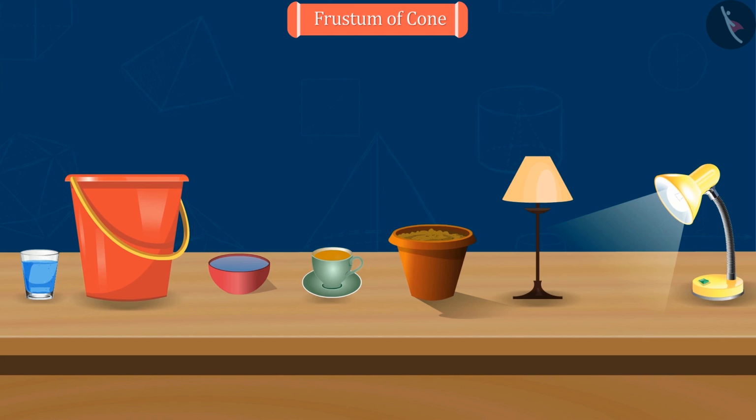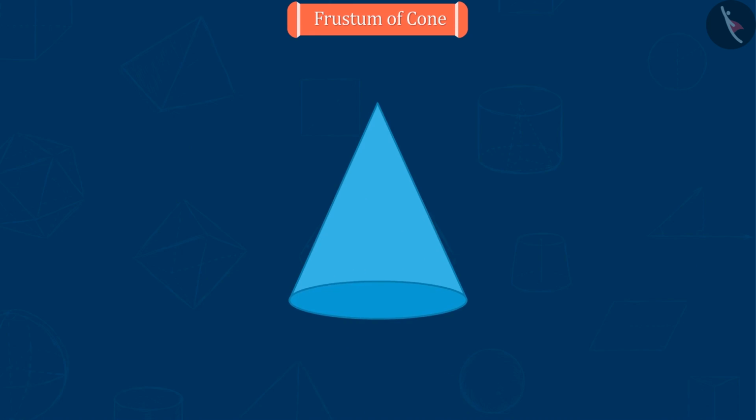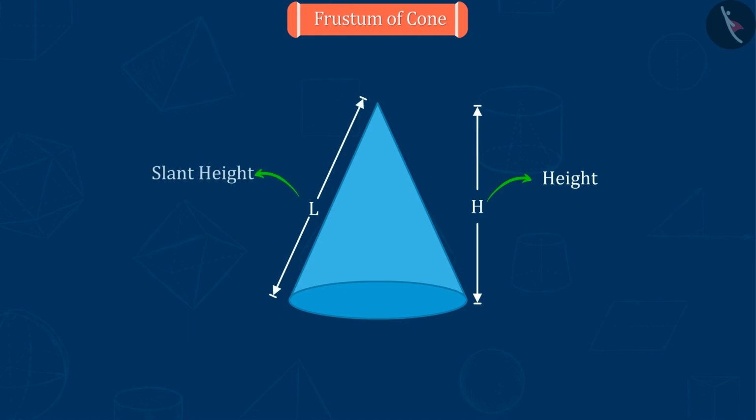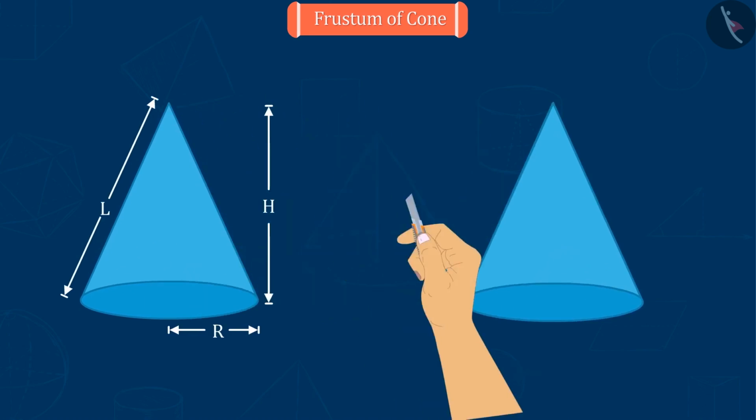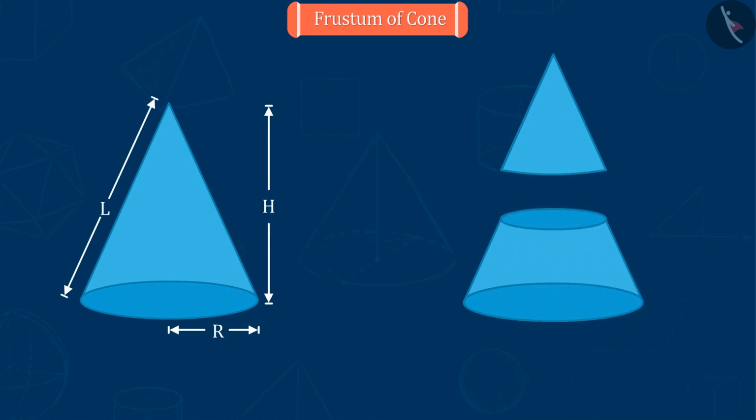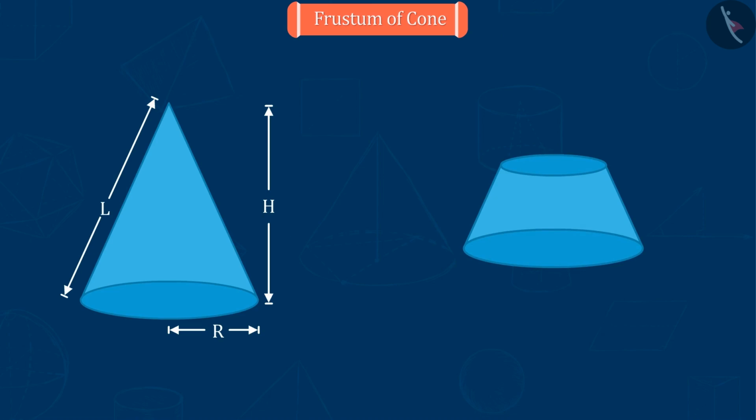To understand the frustum of a cone, let's take a cone whose height is capital H, capital L is the slant height, and capital R is the radius. If we cut this cone parallel to its base, like this, we get two pieces of the cone. So can you tell what are these two pieces? Absolutely correct. The top piece is a cone and the bottom piece is the frustum of the given cone, which we are going to discuss today.